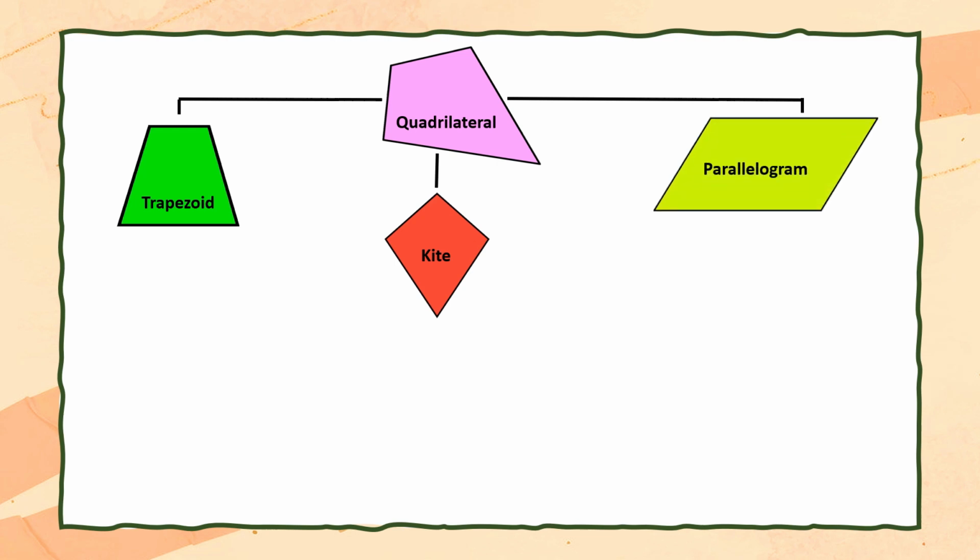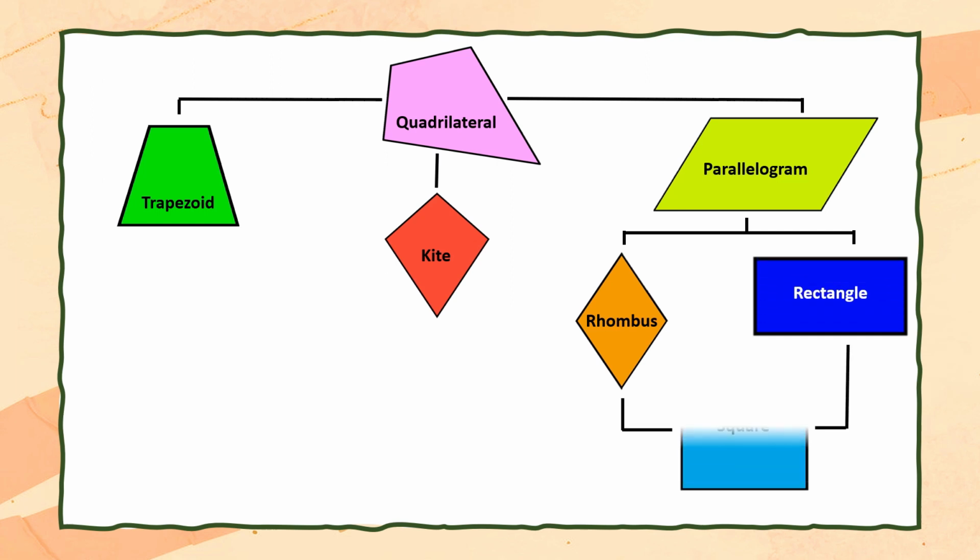Another kind is the parallelogram. A parallelogram is a quadrilateral in which two pairs of opposite sides are parallel. So under parallelogram, we have what we call the special parallelogram. We have the rhombus, the rectangle, and the square. Our lesson for this week will focus on parallelogram. And again, when we say parallelogram, it is a quadrilateral in which two pairs of opposite sides are parallel.